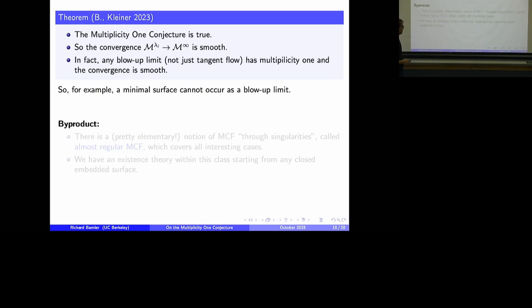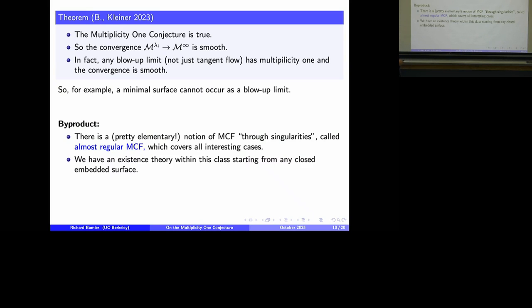And then, as a byproduct of the theory, let me just mention this briefly, we found a pretty elementary notion of what it means for a mean curvature flow to flow through singularities. We call this almost regular mean curvature flow. This notion covers all the interesting cases that people have been considering in the past. People have been trying to make sense of what it means for a mean curvature flow to flow through singularities, or to have these singular points. And the strategy was always to make sense of the mean curvature flow equation on the singular set.